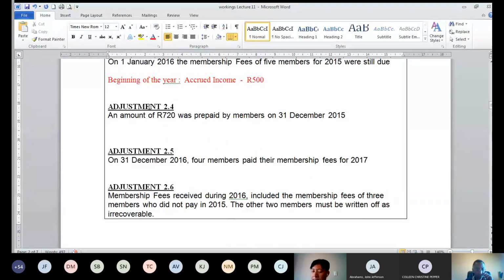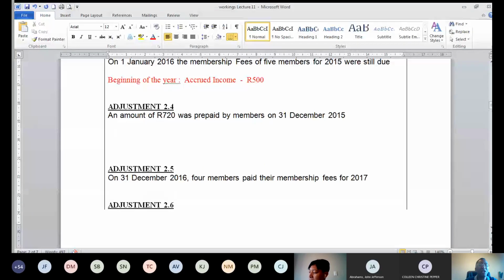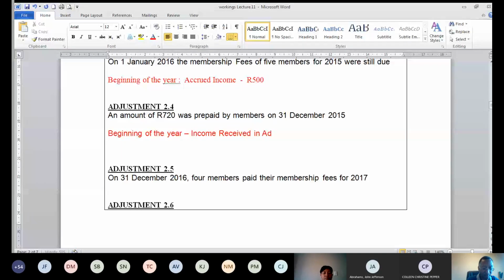In adjustment 2.4, they tell you that an amount of 720 was prepaid by the members on the 31st of December 2015. The 31st of December 2015 is the last day of the previous financial year. So once again, this will refer to the beginning of the year. And at the beginning of the year, we will now have income received in advance. And the income received in advance now at the beginning of the year is given to us as 720 Rand. Income received in advance.